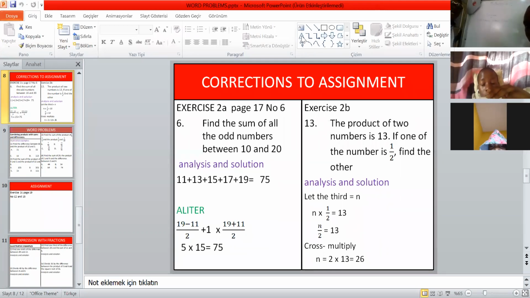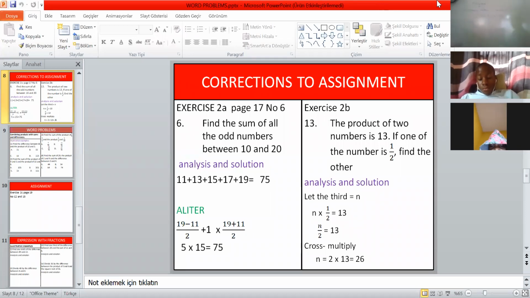Now, let's see your answer. Are you all correct? Oh boy, sit up and submit your answer. Good. But peradventure, instead of going through this college method, you can use another shortcut, which is called ALITA. That's the second method. So what you need to do is 19 minus 11 over 2 plus 1. You multiply this against 19 plus 11 over 2.